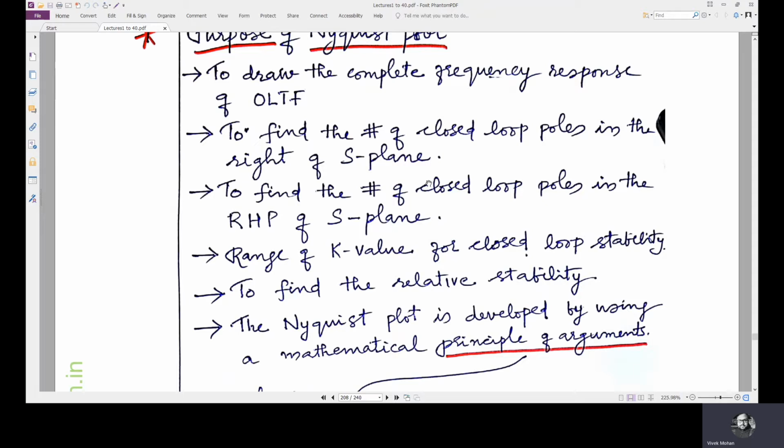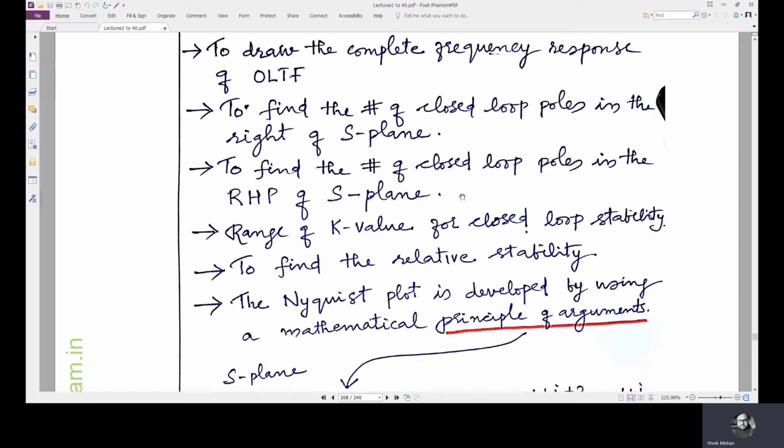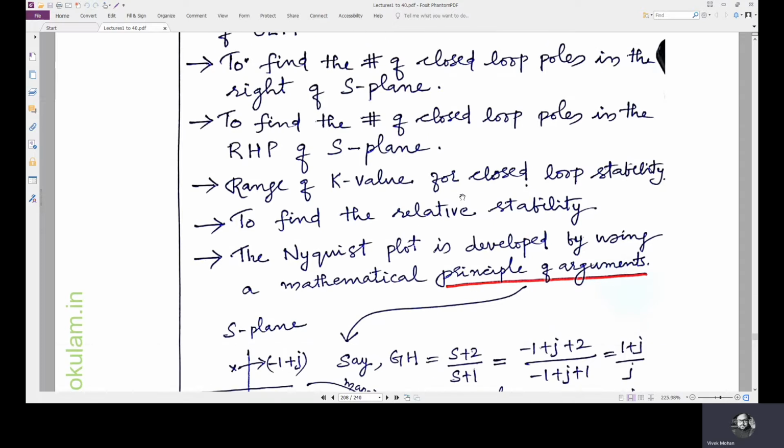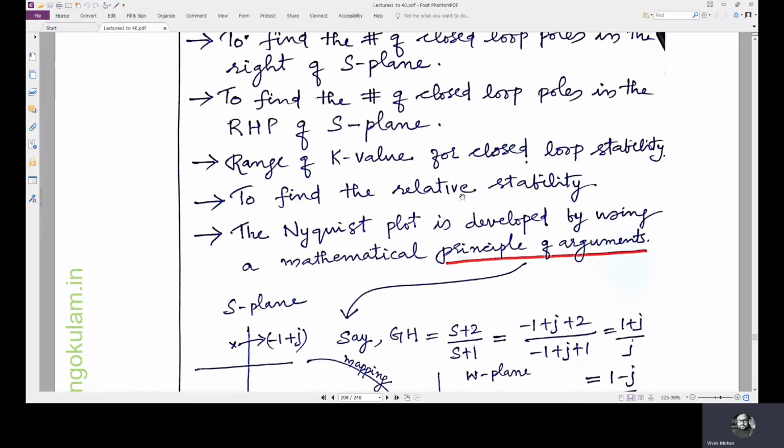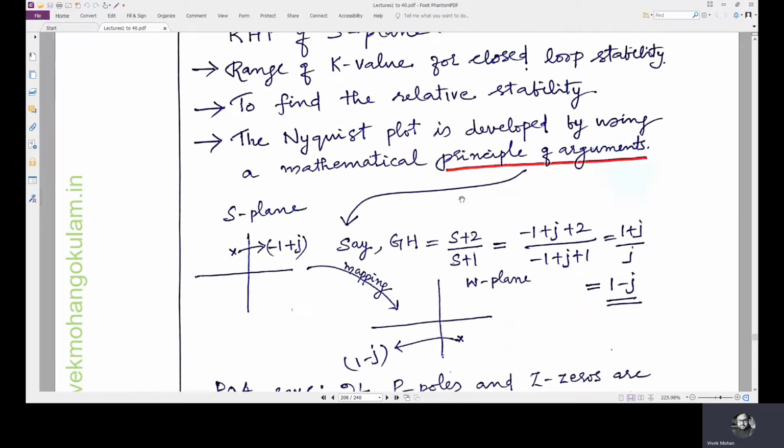Mapped GH plane in the sense of the shifted 1 plus GH plane. For the 1 plus GH plane, we check the encirclements around the origin, but when shifting to the GH plane, we check the encirclements around -1 plus J0. Range of K values for closed loop stability. Then, to find the relative stability, the Nyquist plot is developed by using the mathematical principle of arguments.